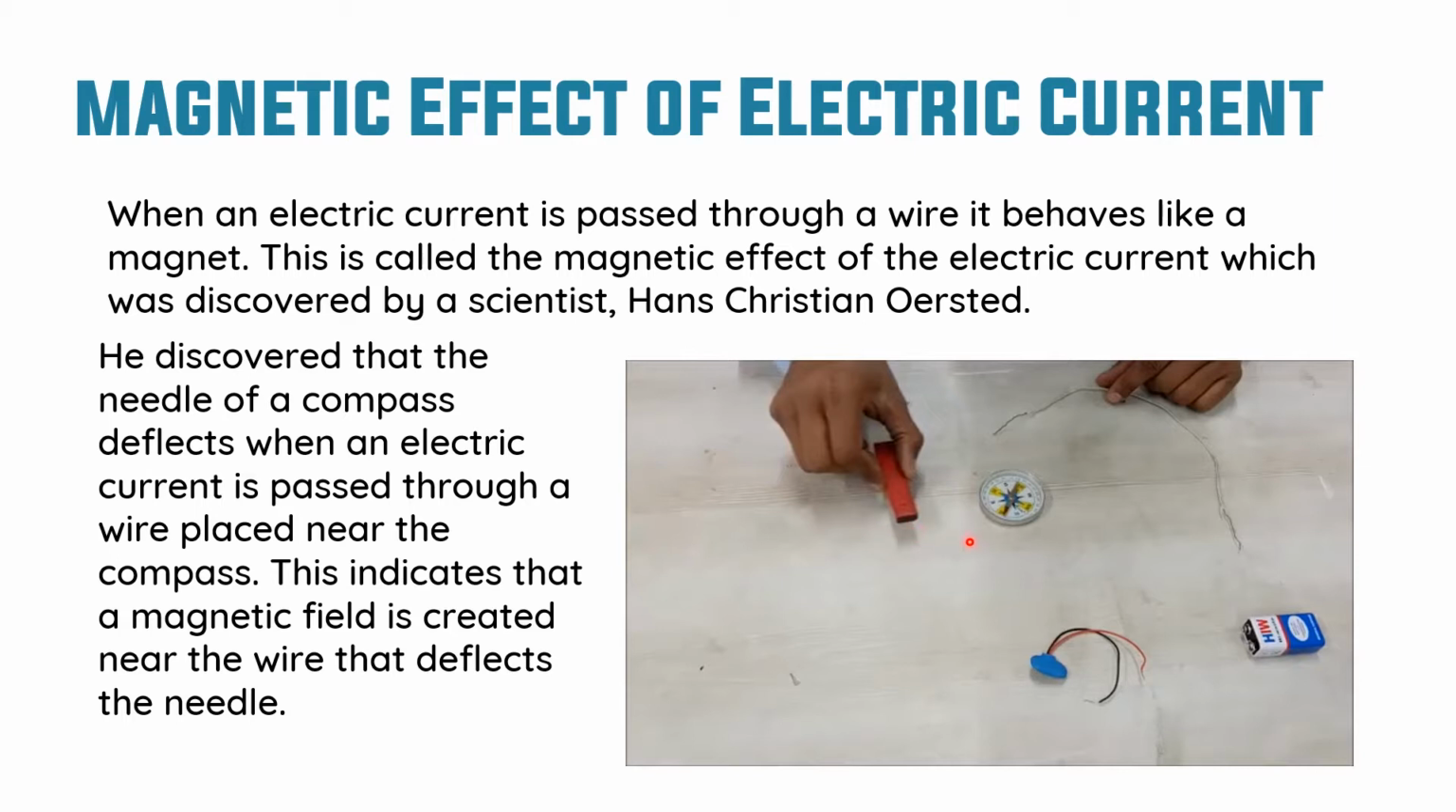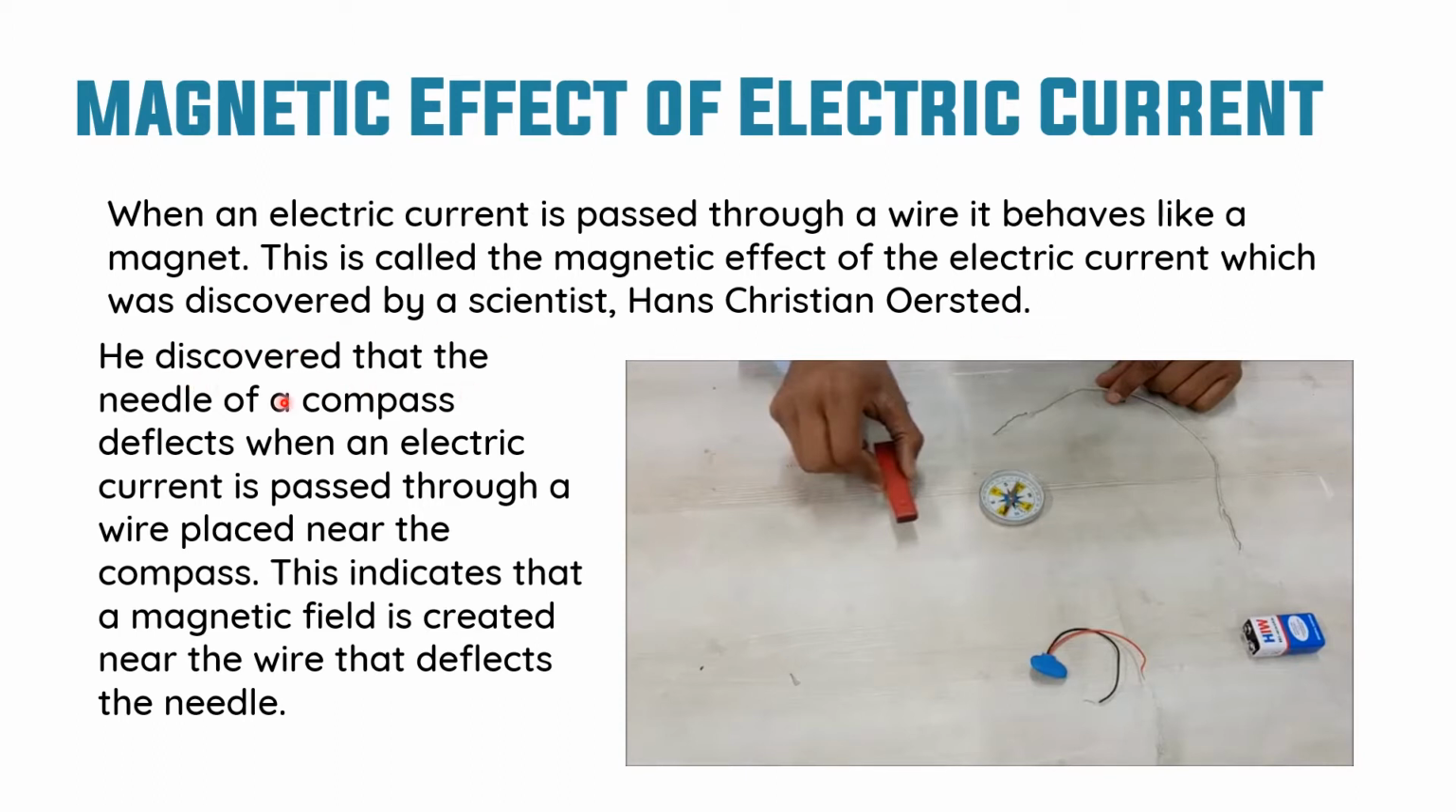Anyway, and here this is called the magnetic effect of electric current. So what is magnetic effect of electric current? When an electric current passes through a wire, that wire behaves like a magnet. So that wire can attract some magnetic materials. And this effect was discovered by a scientist, Hans Christian Ørsted. So that scientist's name is Hans Christian Ørsted.